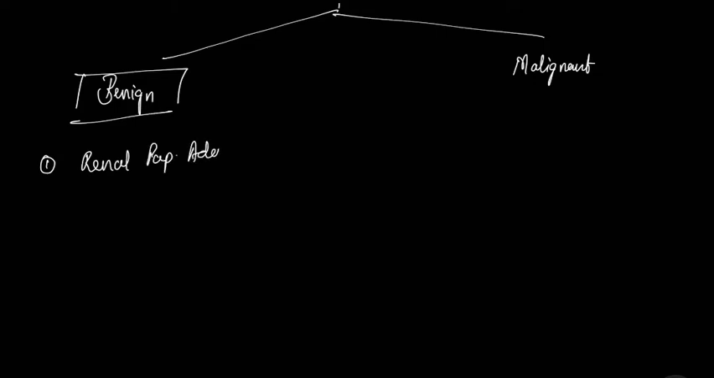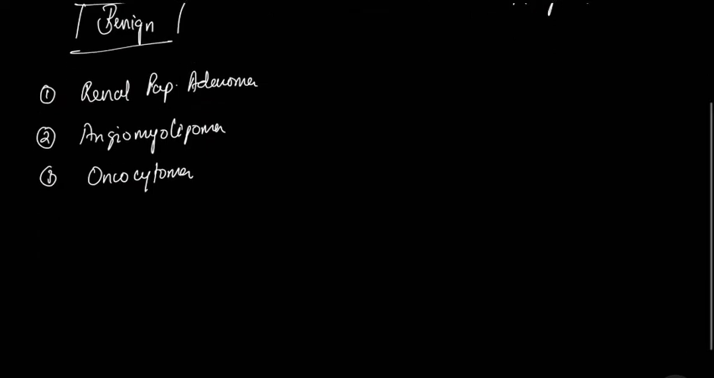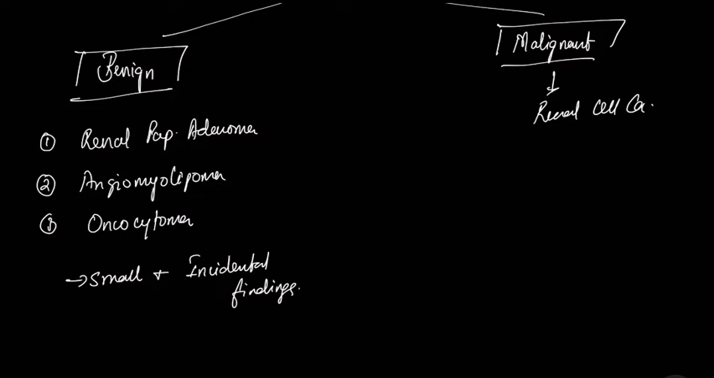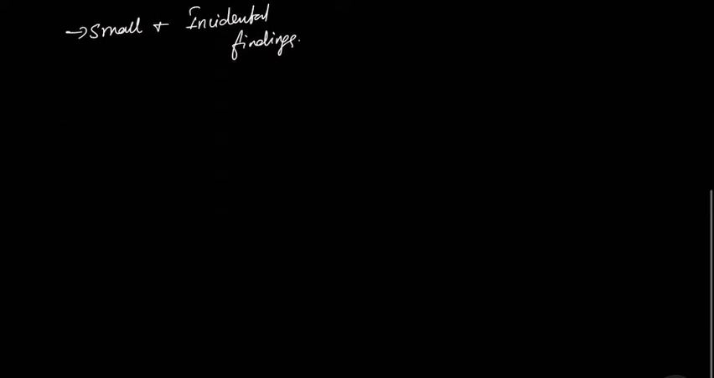papillary adenoma and we have your angiomyolipoma and your oncocytoma. Alright, so the benign renal tumors are usually small, and incidental findings. Alright, and under your malignant renal tumors, we have your renal cell carcinoma. Alright, so let's start with your benign renal tumors.